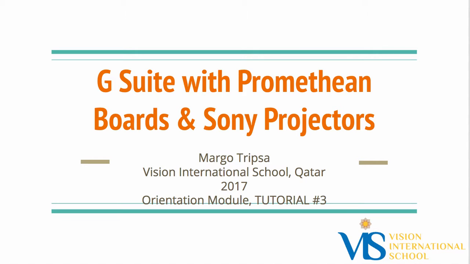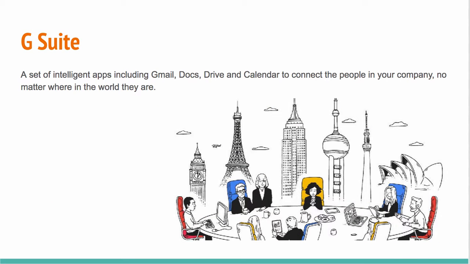In this tutorial, I will talk about how you can use G Suite with Promethean boards or Sony projectors. In other words, I will show you what you can do if you, for any reason, don't want to use Active Inspire. G Suite is actually the new name of Google Apps for Education, and it includes Gmail, Google Docs, Google Drive, Calendar, applications that belong to Google.